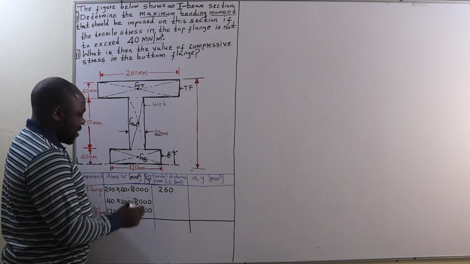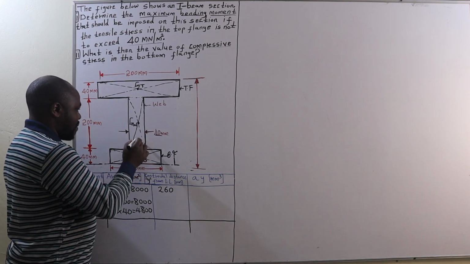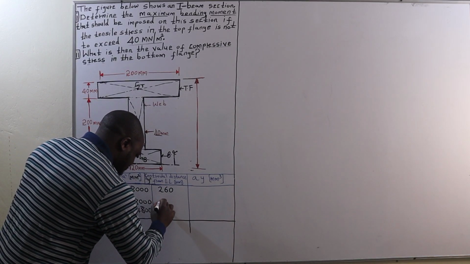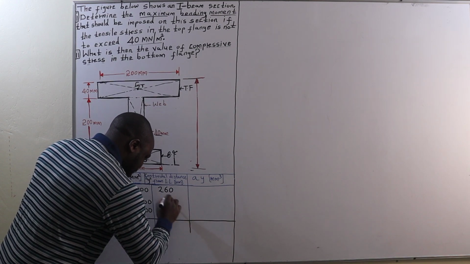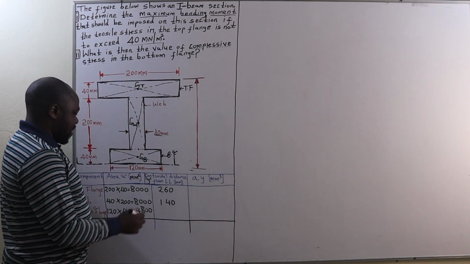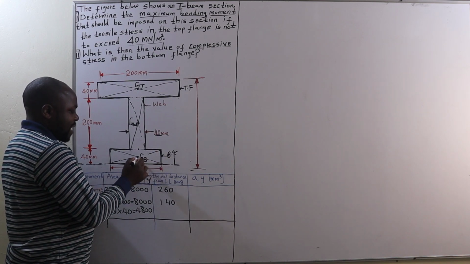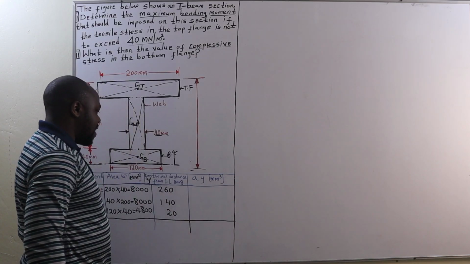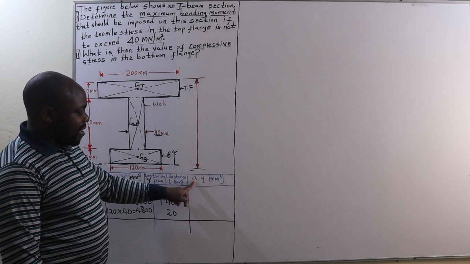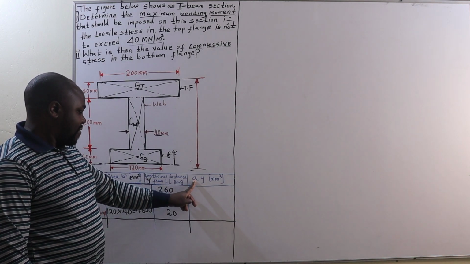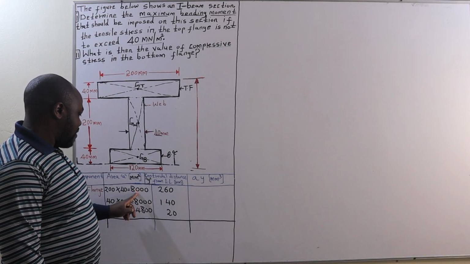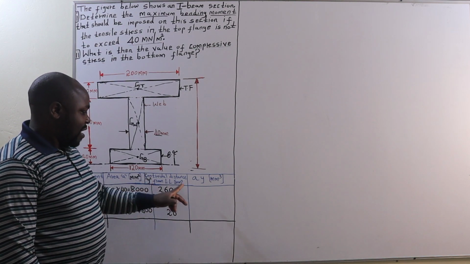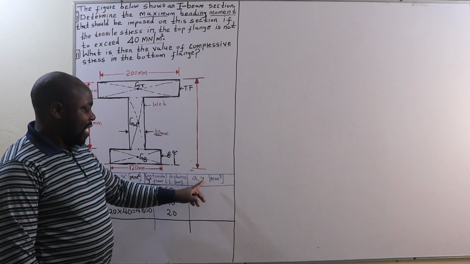For the web, it is going to be 40 plus 100, that is half of 200. So that is going to be 140 millimeters. For the bottom flange, it is going to be half the depth, which is 40 divided by 2, that is 20. Now, the next section of this table that we are going to fill is we take the area of each component, we multiply by its centroidal distance y, and that is going to give us AY.